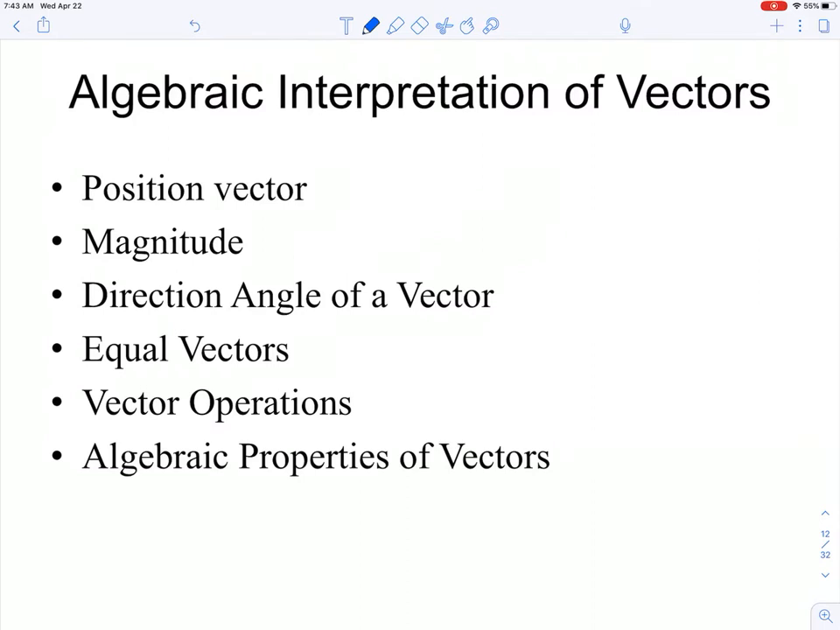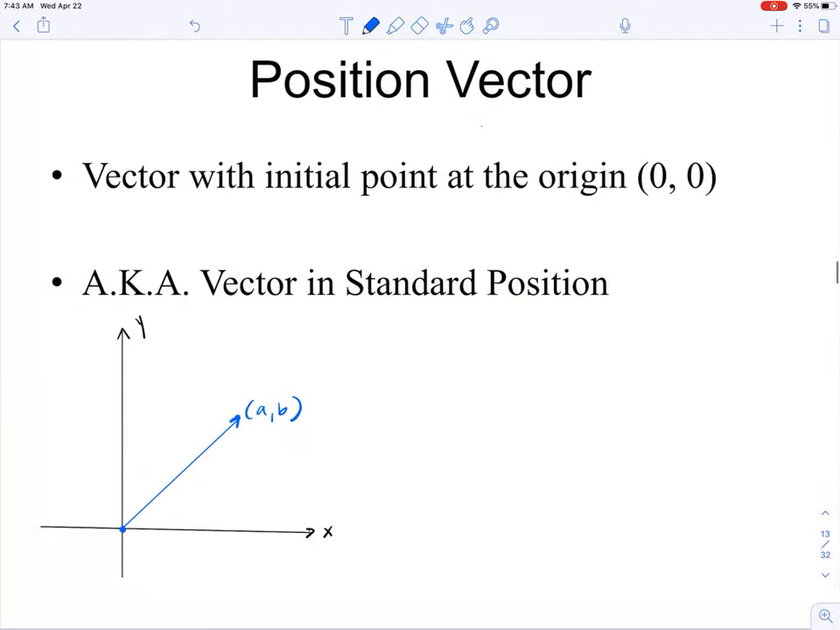The geometric interpretation of them for vectors, like what the magnitude of a vector is, but now we're going to look at actually how to calculate the magnitude of a vector.